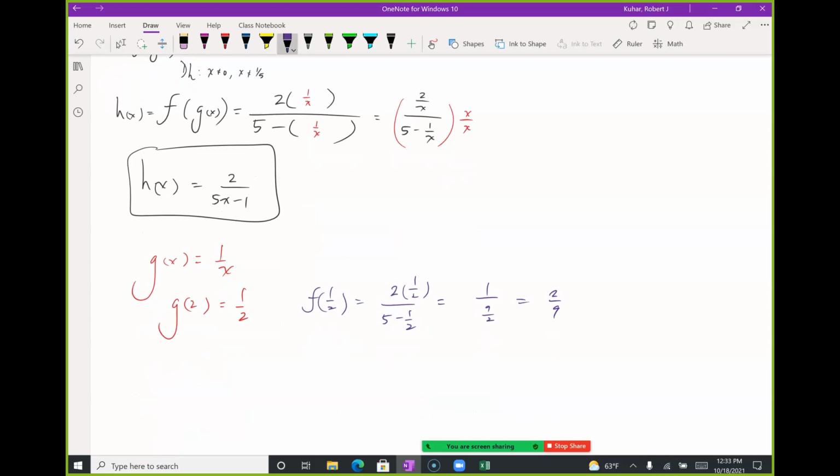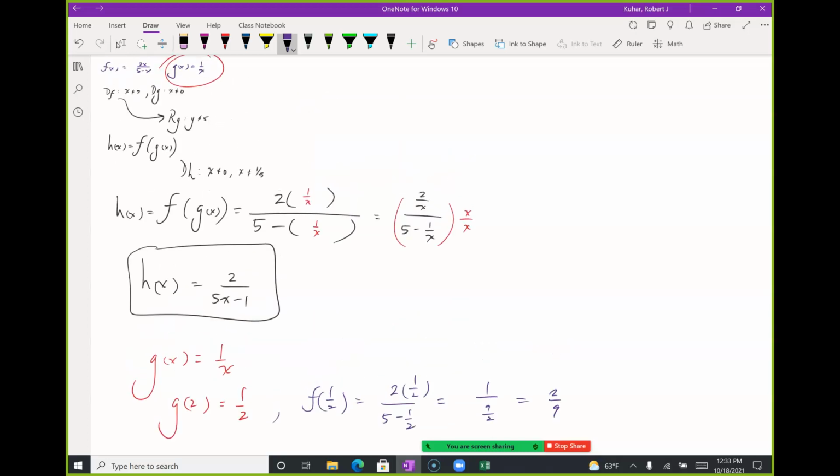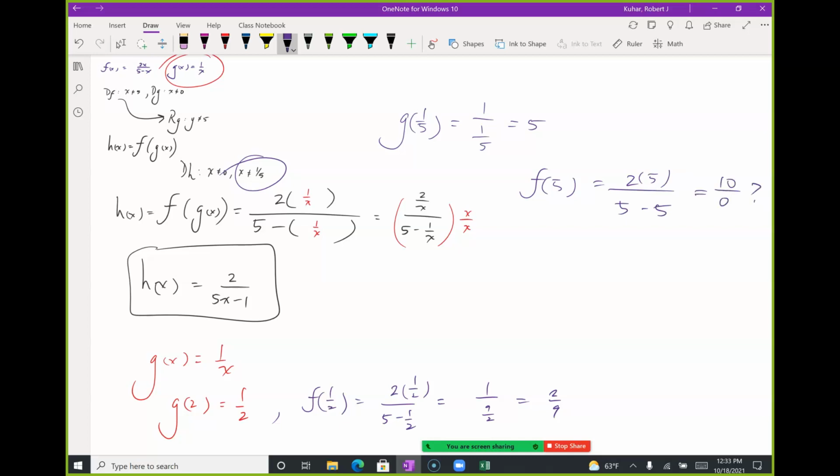Everyone okay there? I don't understand why x doesn't equal 1/5. Oh, because if I let x be 1/5, g of 1/5, I get 1 over 1/5, that's 5. And then f of 5 is trouble. 2 times 5 over 5 minus 5. Uh-oh. 10 over 0. So you're trying to find the range of g that's bad for the domain of f. Okay.